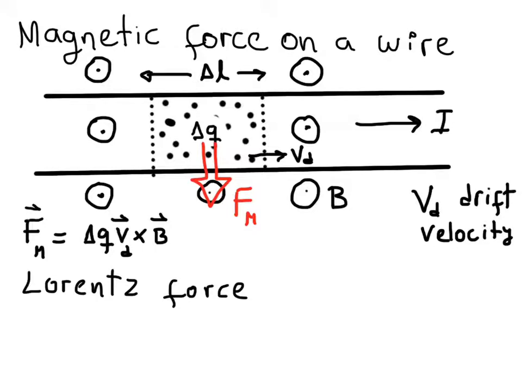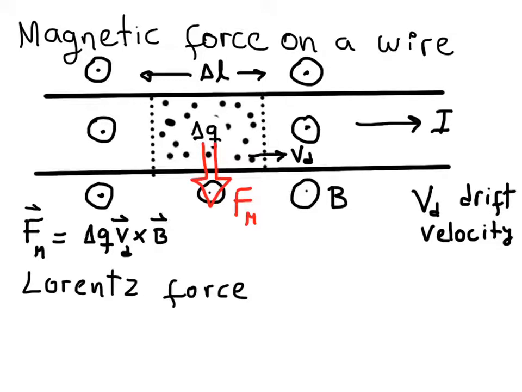Notice that the direction of that force is downwards. To figure that out, you need to do the cross product between V and B. You can extend your hand, make your hand flat, and put your thumb in the direction of the velocity. Your fingers should be sticking out of the computer screen, and when you do that, the palm will be pointing towards the bottom of the screen. So this is the direction of the magnetic force.